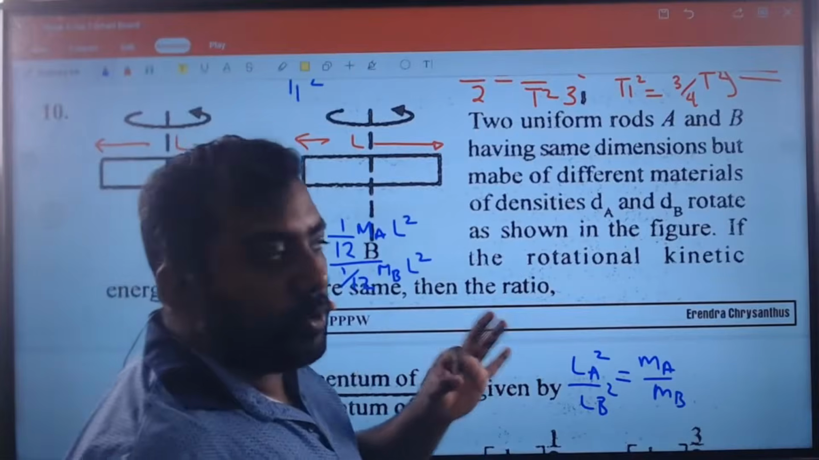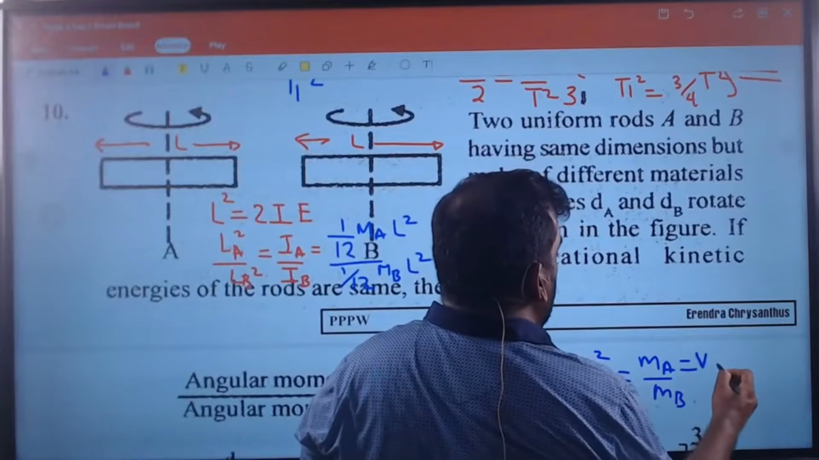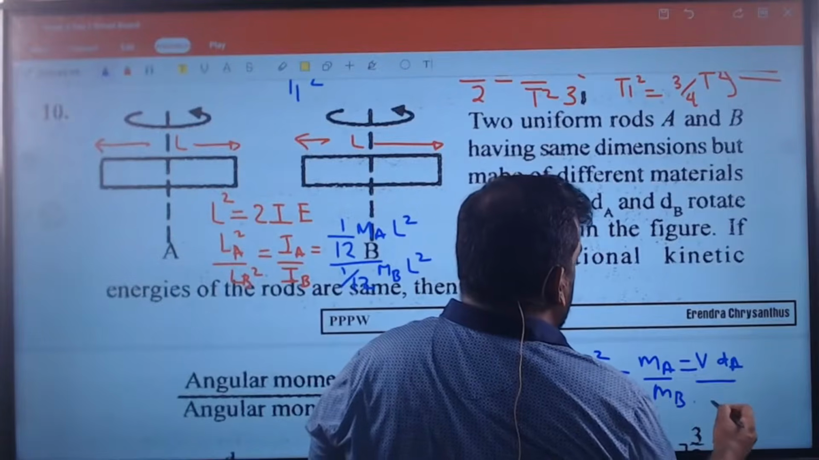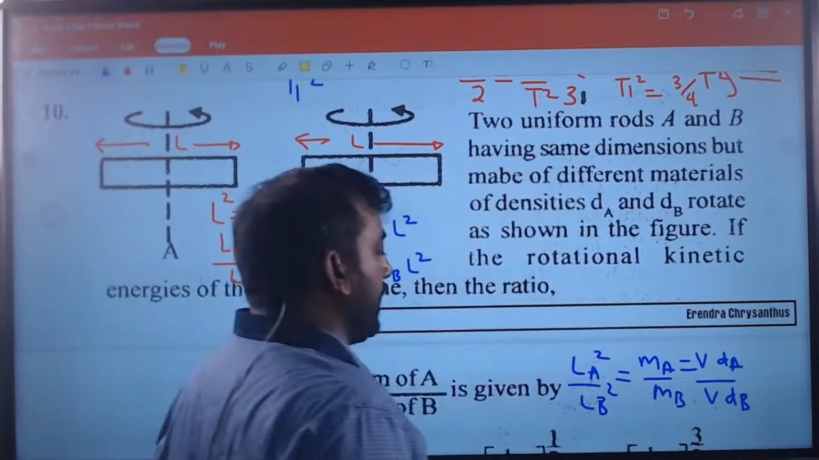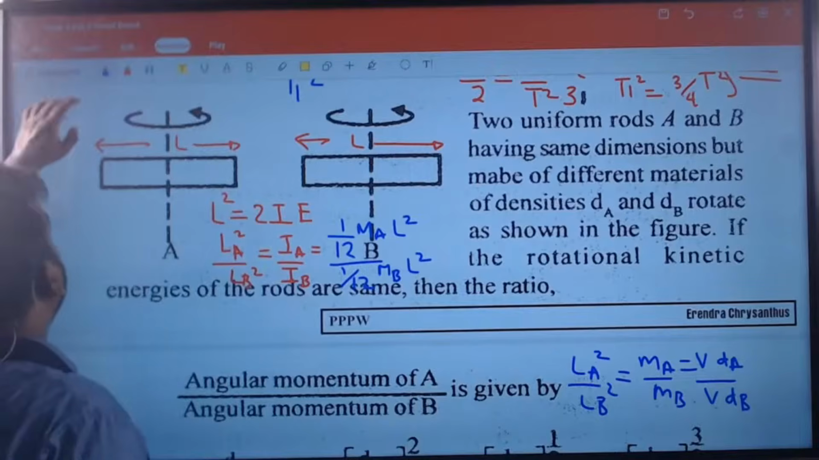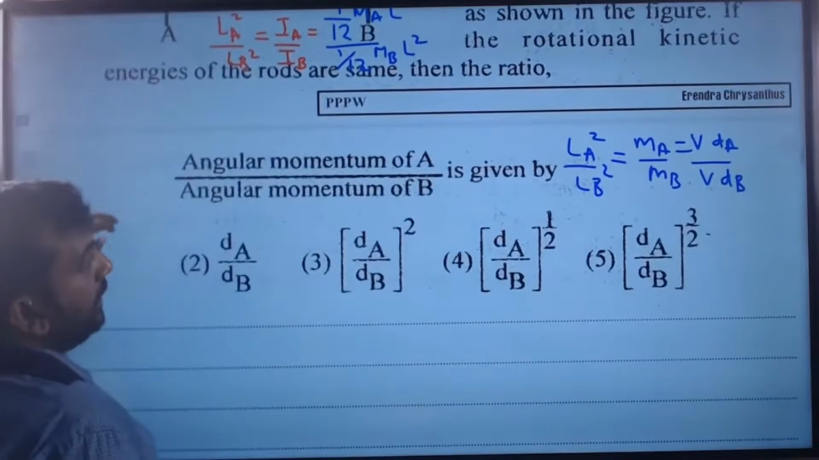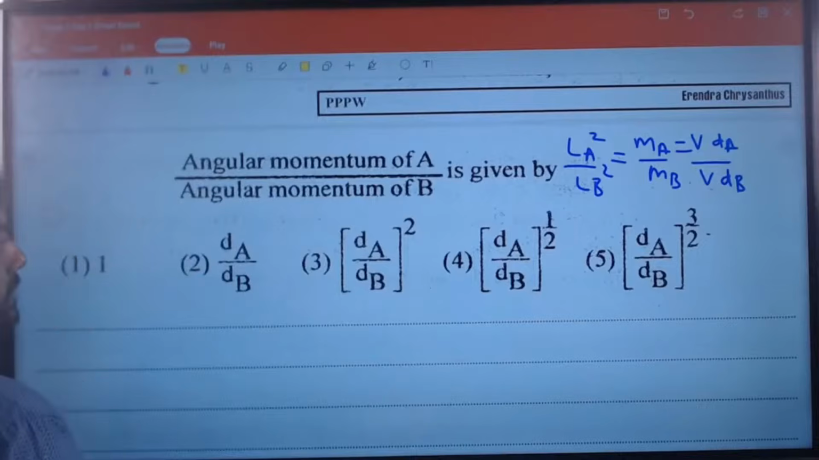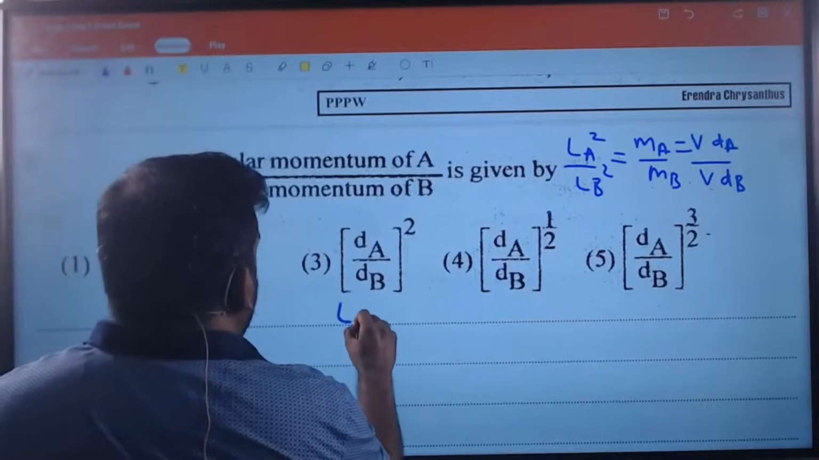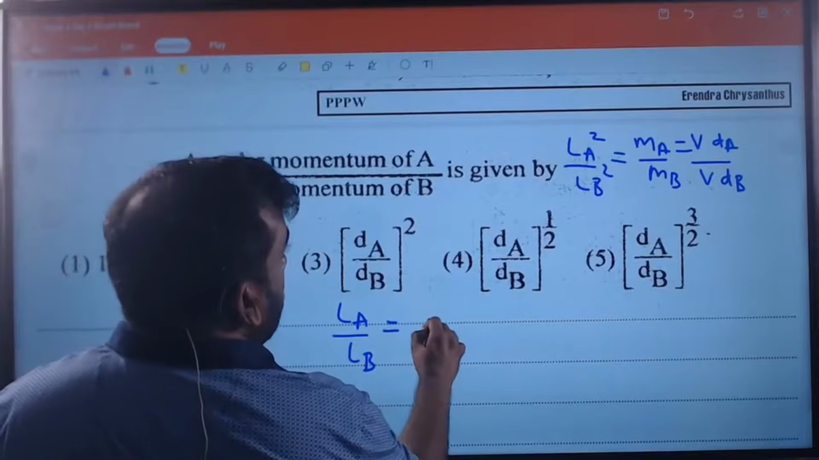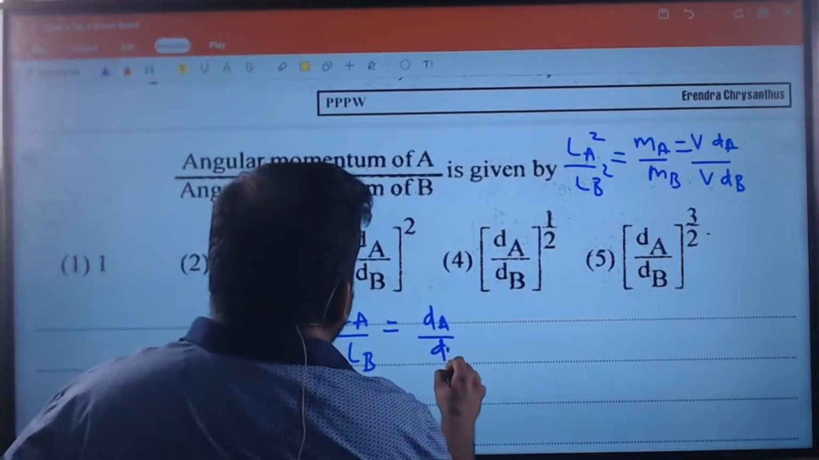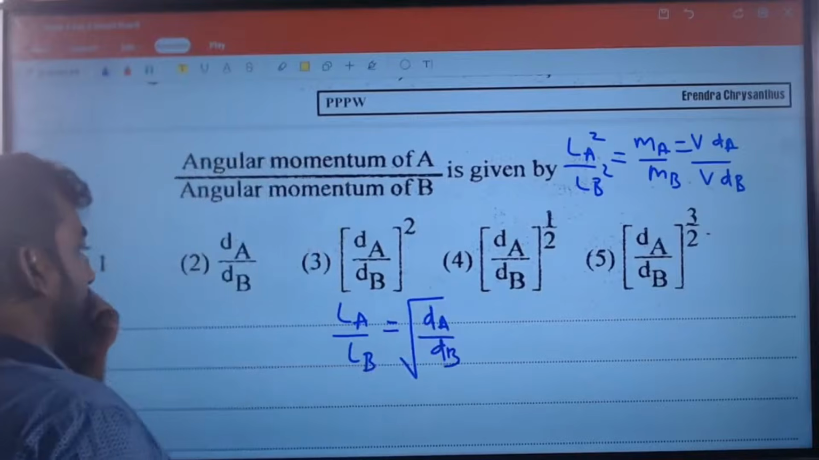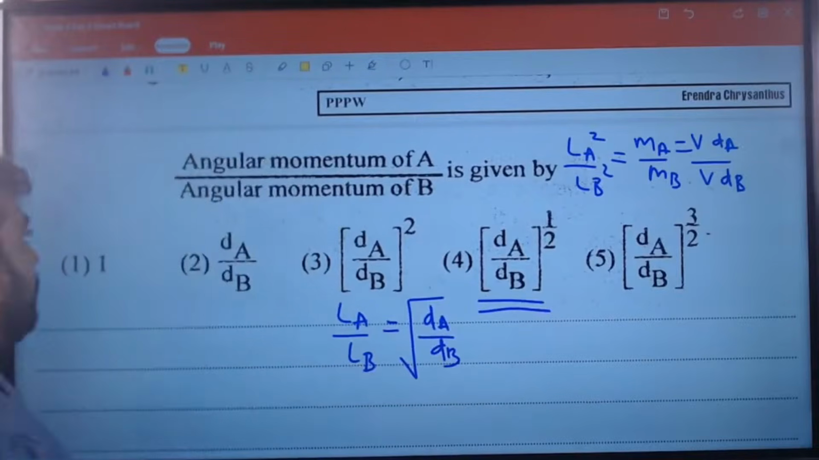Same dimensions means volume is the same. Volume into density dA is mass. Volume into density dB. There you go. V cancels off. Simplify the relationship. LA divided by LB is equal to dA divided by dB, whole thing square root. That means square root of dA divided by dB, answer number 4.